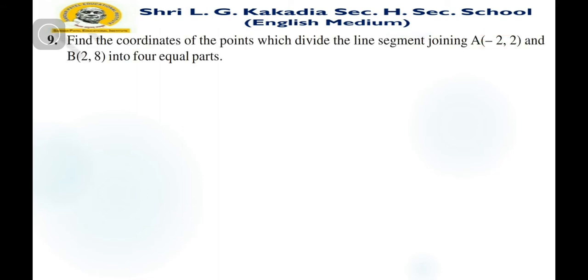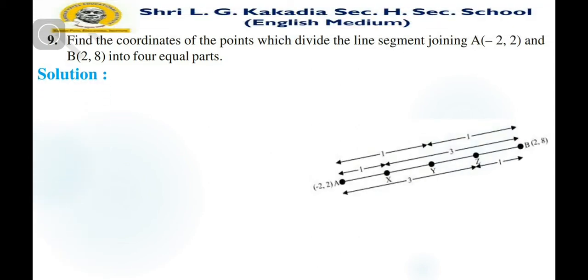Question number 9. Find the coordinates of the points which divide the line segment joining A(-2, 2) and B(2, 8) into 4 equal parts. We have to find such points that divide AB into 4 equal parts. As you can see in the figure, the line segment AB and 3 points X, Y and Z, or P, Q, R, any alphabet you can take. Here you can see that AB is divided by X, Y and Z into 4 equal parts.